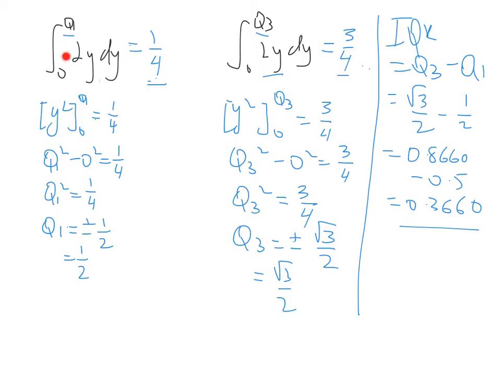We have Q1 with our integral equal to a quarter, Q3 with our integral equal to 3/4. Anti-differentiate, solve for Q1, anti-differentiate, solve for Q3, subtract Q1 from Q3, and that's what we end up with as our interquartile range.